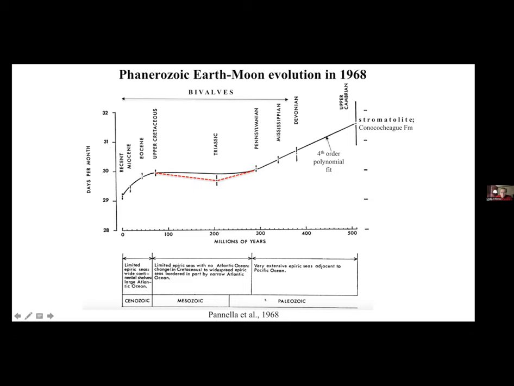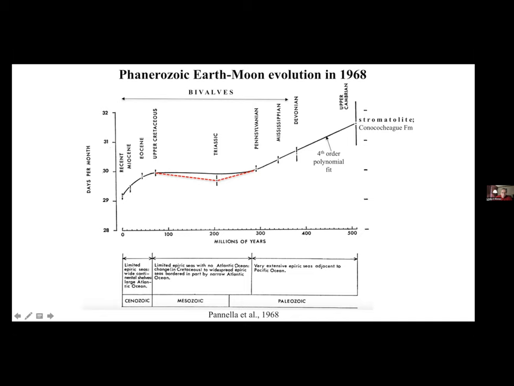So what you see here is that days per month starts around 29.5 and increases. And then there's a small decrease again that occurs in the Triassic. It was not honored by this polynomial fit that the authors did. And then it takes off and the days per month increase towards the end of the Cambrian.